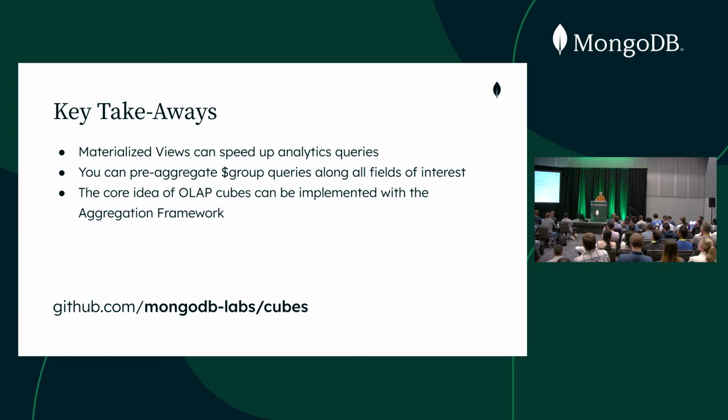I've made a little GitHub repository, so you can go to GitHub on MongoDB labs/cubes. There's some code that can write these pipelines. It also helps you with rewriting the pipeline, so you don't have to do that manually. That can all be automated, and you can replay the examples that I've given you today.